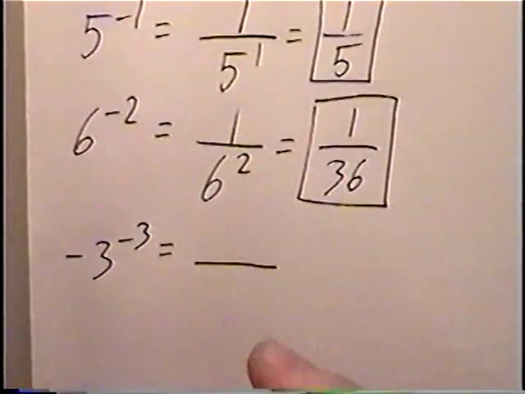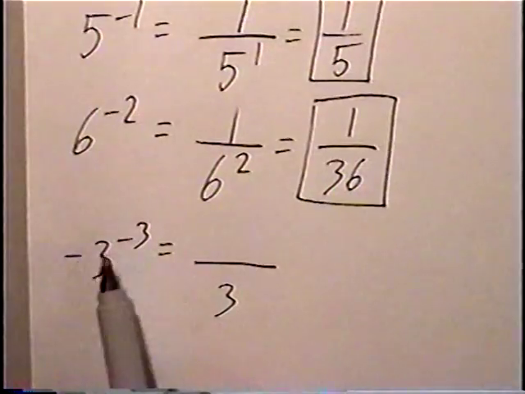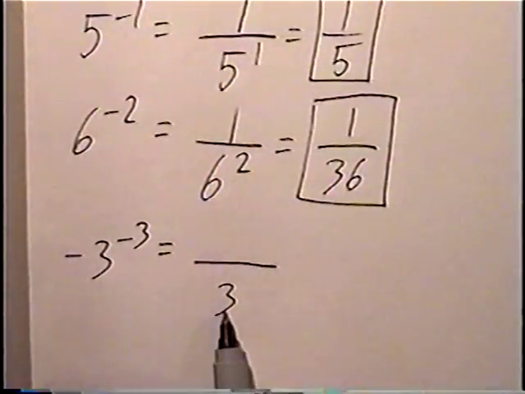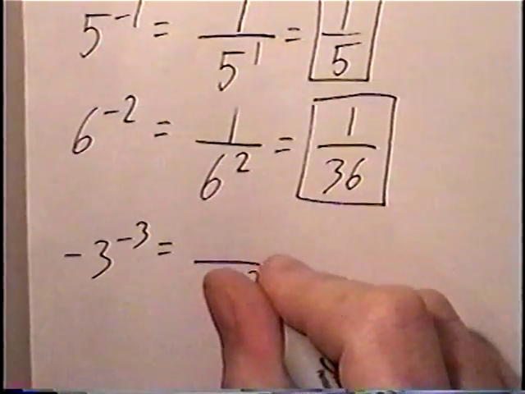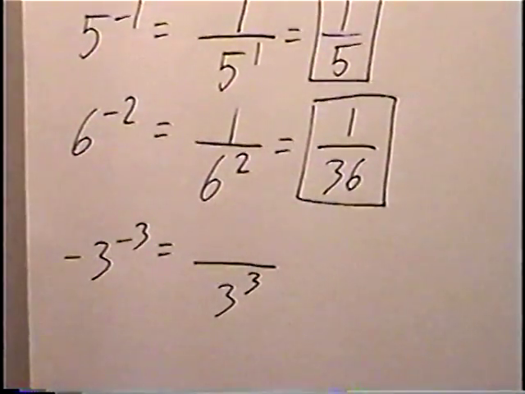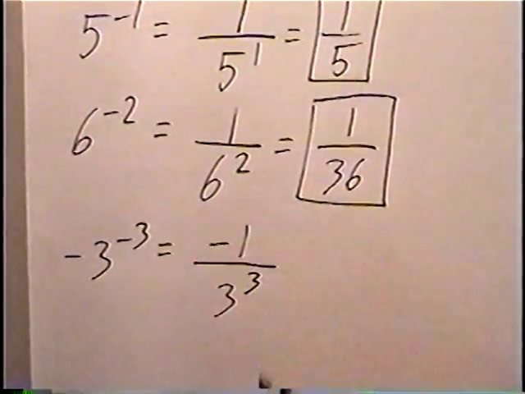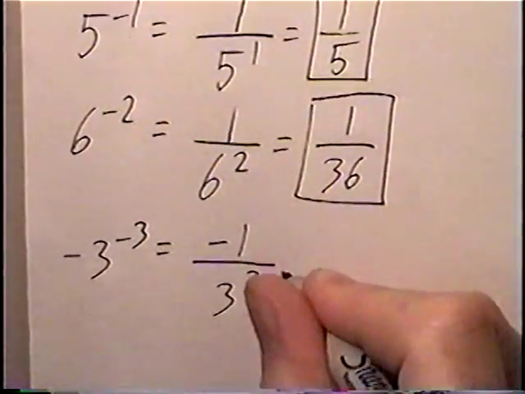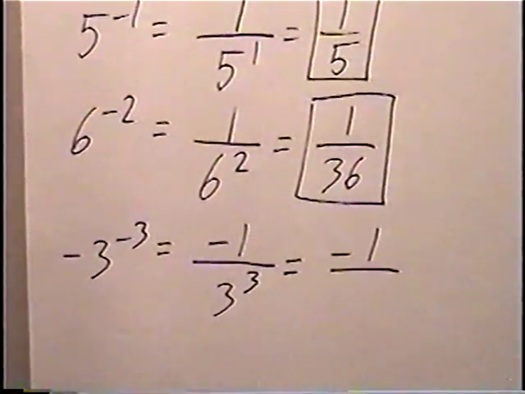The number 3 we can write on the bottom of the fraction. Keep in mind the negative outside does not go with the exponent, so just the 3 would move to the bottom, and the negative 3 exponent we can change to a positive 3. The negative that we have left over, we can leave that on top, making it negative 1. And our final answer, negative 1, would stay the same.